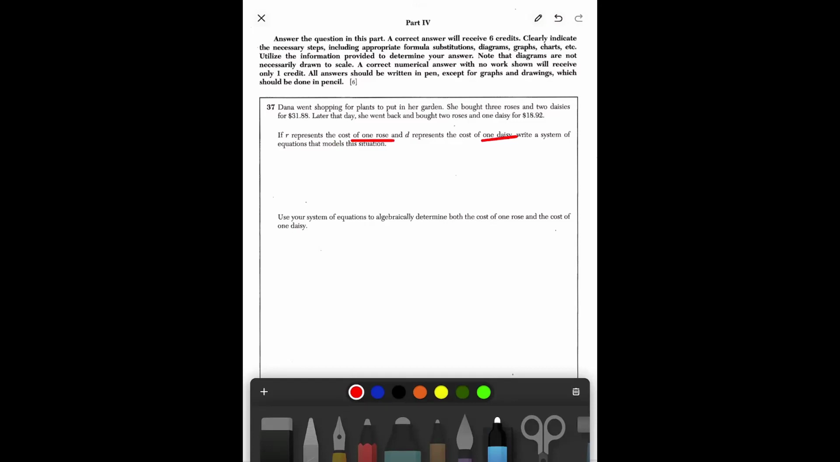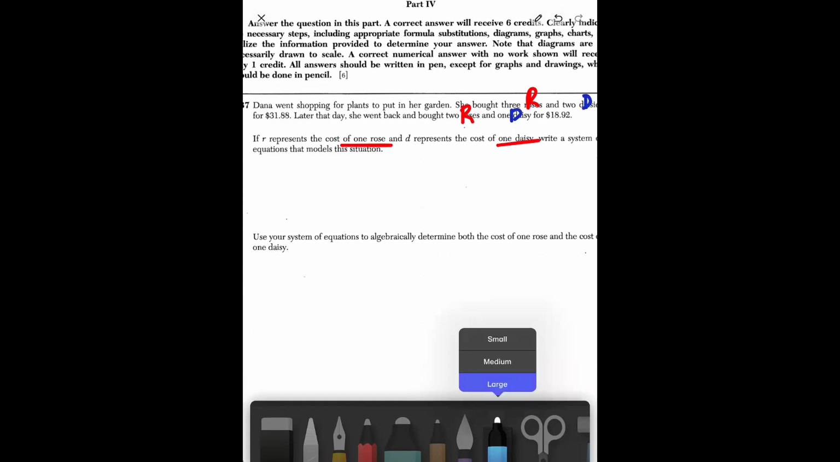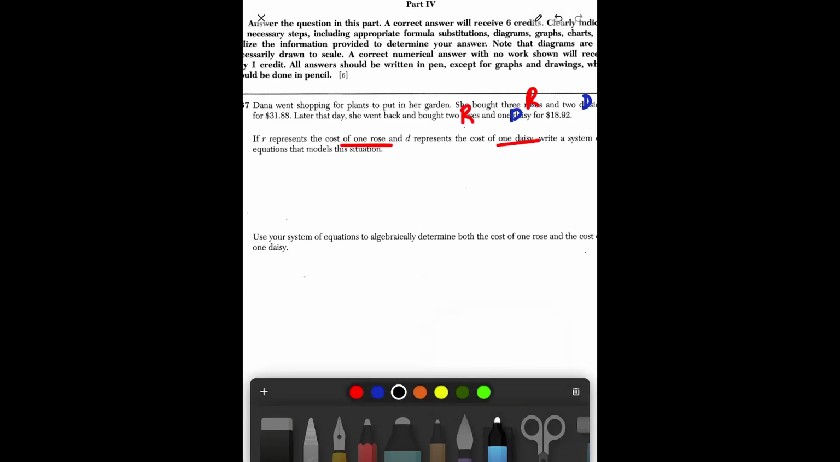Now, the easiest way to do it is, since R stands for roses, anywhere that you see roses, you're going to replace it with R. And anywhere that has daisies, you're going to put in a D. So our equations are going to just be what we got here. I'm going to write them in black. It's going to be 3R plus 2D is equal to $31.88. And then the second equation is going to be 2R plus 1D is equal to $18.92.